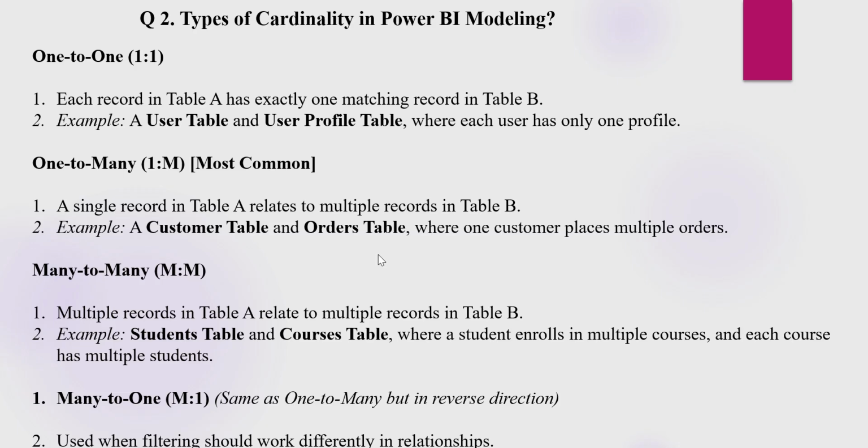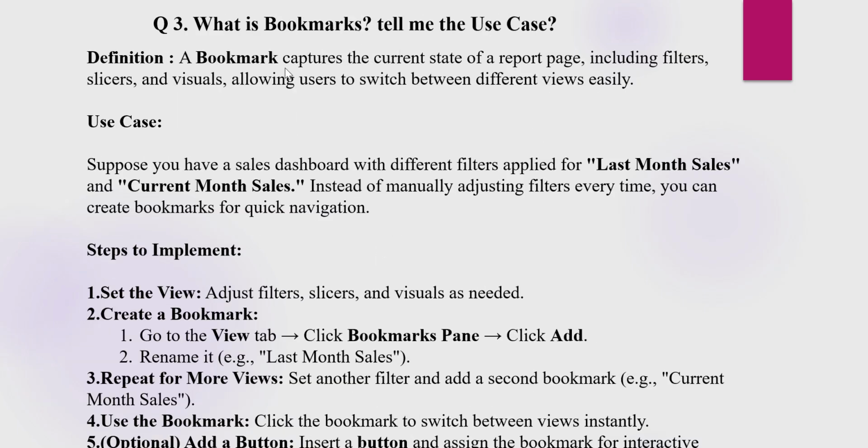Moving to the next question, the third: what is a bookmark, why do we use it, and what is its use case? The definition: bookmarks capture the current state of a report page, including filters, slicers and visuals, allowing users to switch between different views easily. So if I want to move from one page to another page, we can do this using a bookmark. Use case: suppose you have a sales dashboard with different filters applied for last month sales and current month sales. Instead of manually adjusting filters every time, you can create bookmarks for quick navigation.